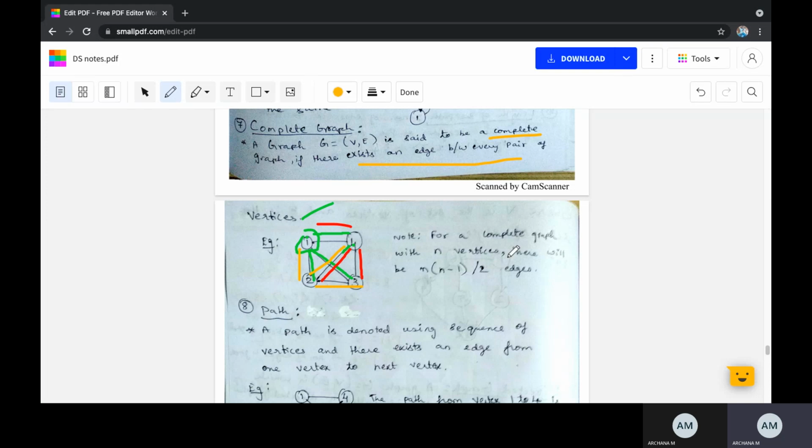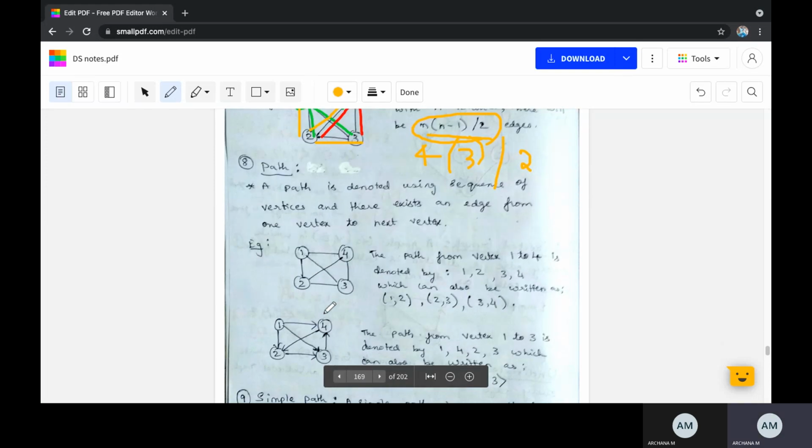For a complete graph with n vertices, there will be n into n minus 1 edges. This is a very important formula. How many edges are there for a complete graph is n into n minus 1 divided by 2. For example, how many vertices are there? 4 vertices. That is 4 into 4 minus 1, 3, divided by 2. So 12 divided by 2, 6. Look here, 1, 2, 3, 4, 5, 6. 6 edges are there in this example.